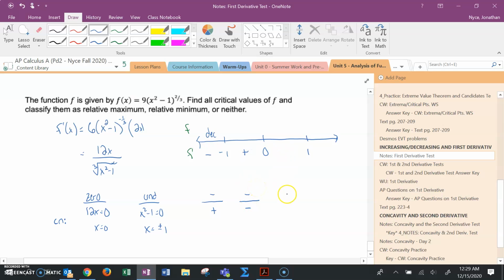Put a 1/2 in there. Positive divided by negative, negative. And if we put something above 1 in there, positive divided by positive is positive. So we know that at the critical value of -1, we have a relative minimum. At the critical value of 0, we have a relative maximum. And at the critical value of 1, we also have a relative minimum.